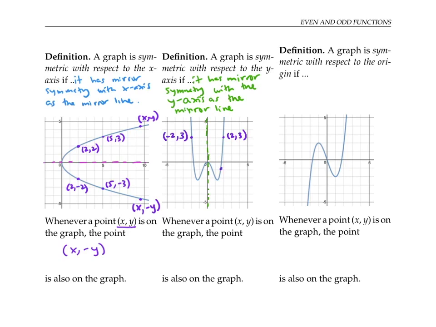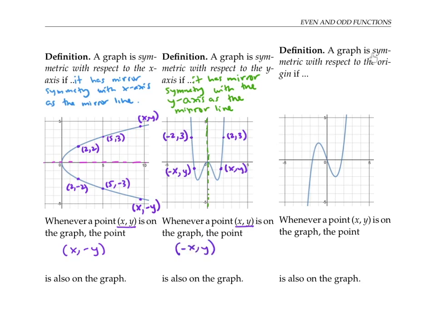And in fact, if I take any point with coordinates (x, y), and I want its mirror image with the y-axis as a mirror line, I'm going to get a point with the same height, the same y-coordinate, but the opposite x-coordinate. So I can say that a graph is symmetric with respect to the y-axis if whenever a point (x, y) is on the graph, the point (-x, y) is also on the graph.